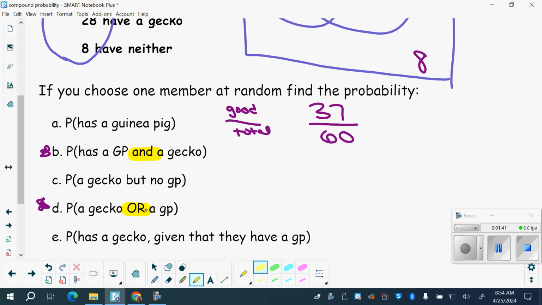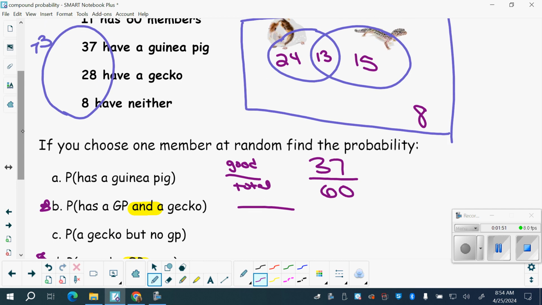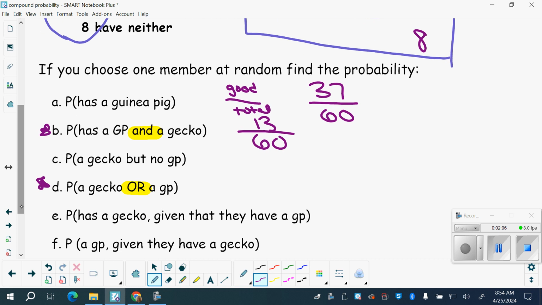So let's do the probability that you have a guinea pig and a gecko. You have both things. So my number on the bottom, 60 again, but who has both? How many have both? 13. How did I get that? Right there. Now, I'd like you guys to jump to D. They have a guinea pig or a gecko. Who has a guinea pig or a gecko? Do the math.